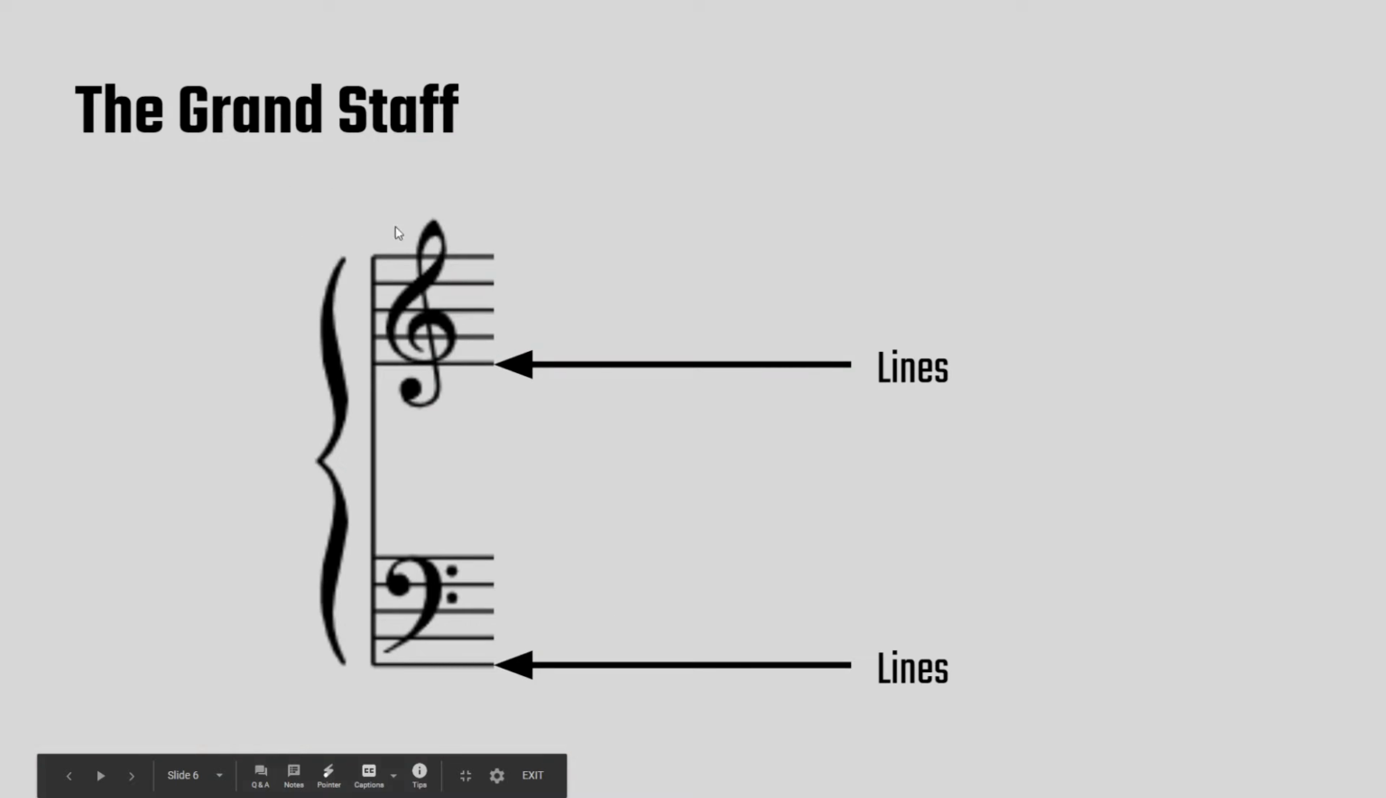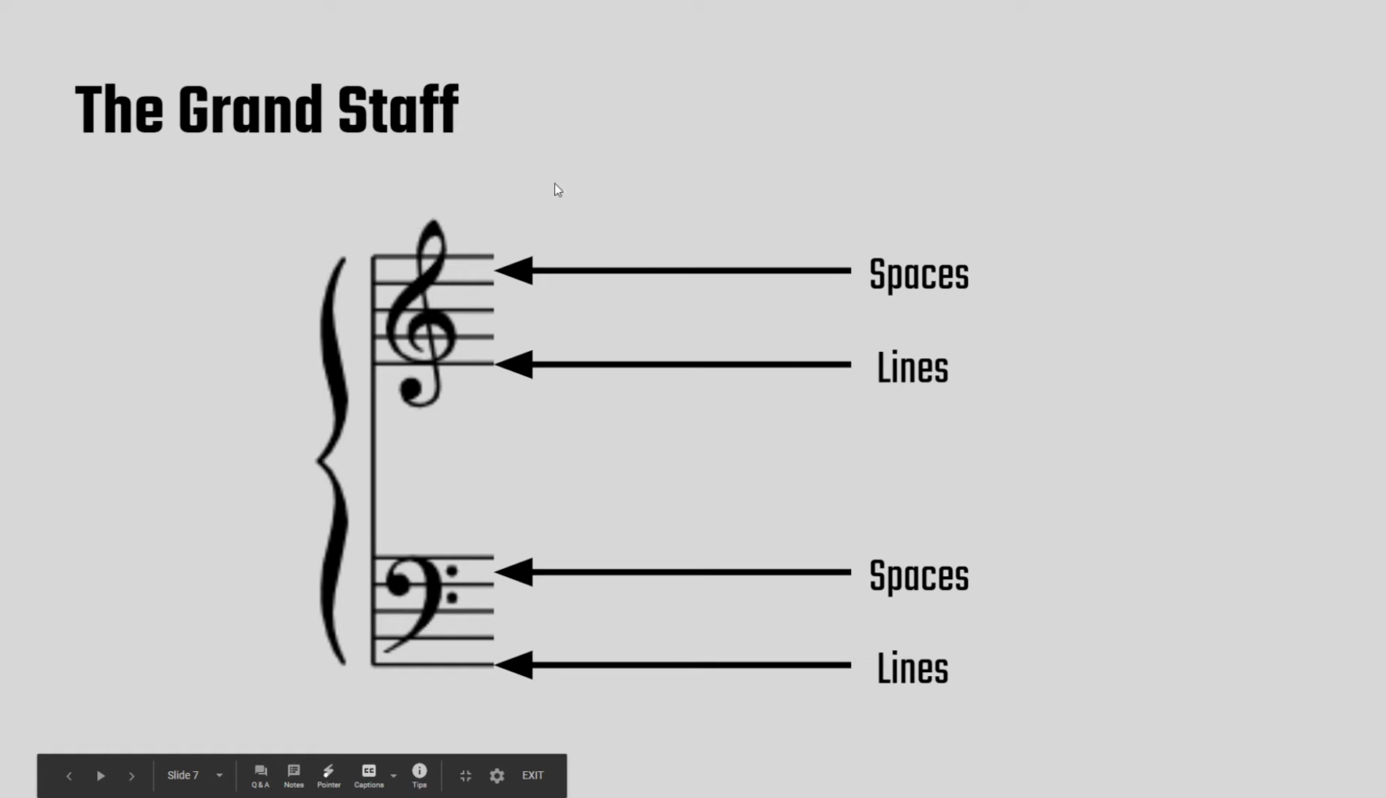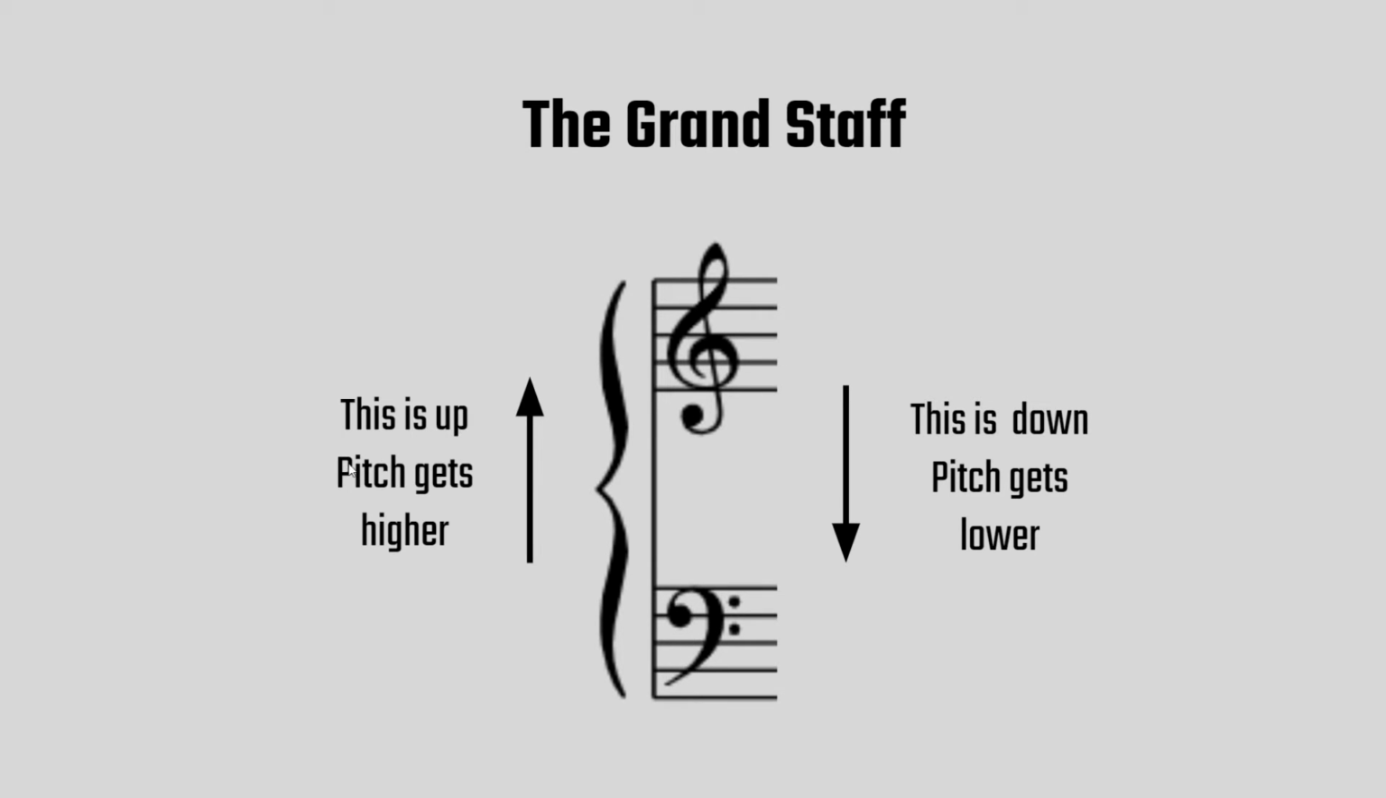Now, the grand staff is composed of a treble clef and a bass clef, but it can really be composed of any 2 clefs. Now, as you can see, our lines are still in the same spots. We still have our lines in our treble clef and our lines in our bass clef. And our spaces are still in the same spots as well. So we have a space right here in our treble clef, and we have a space right here in our bass clef. And our notes go up in pitch the higher the notes go up on the staff, and our notes go down in pitch the lower we go down on the staff.